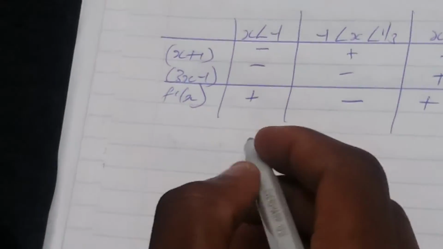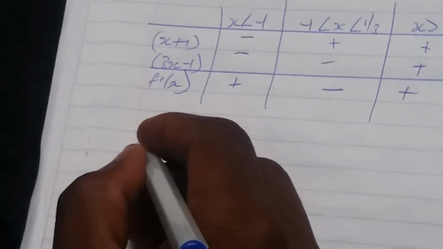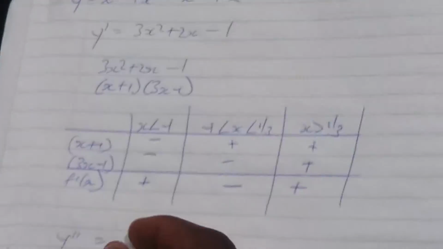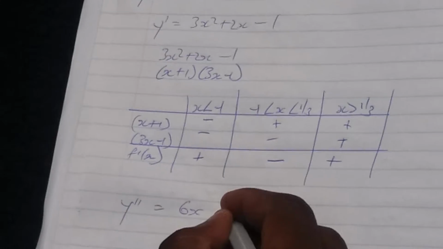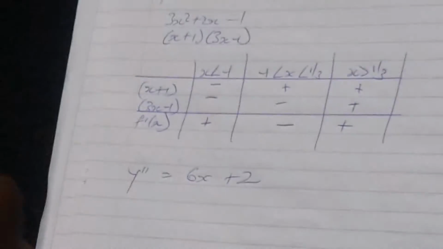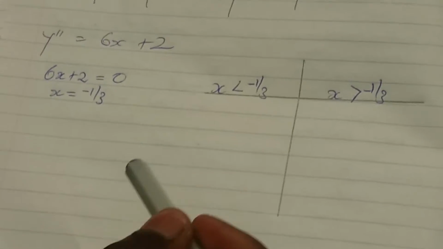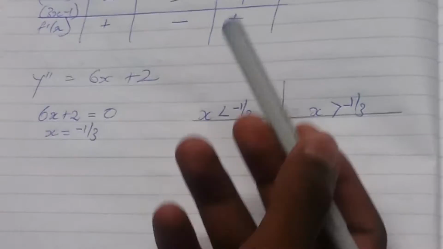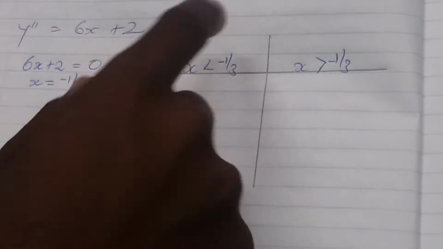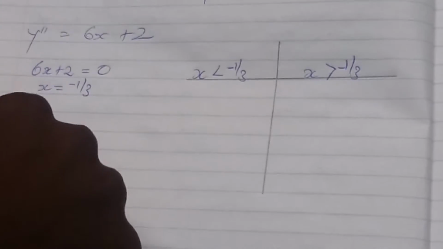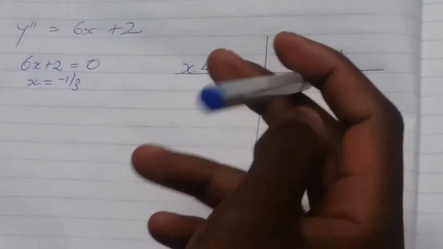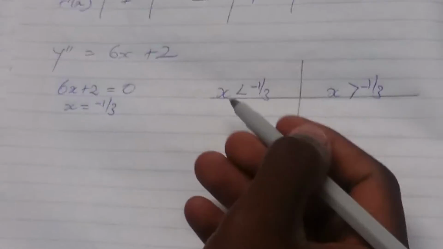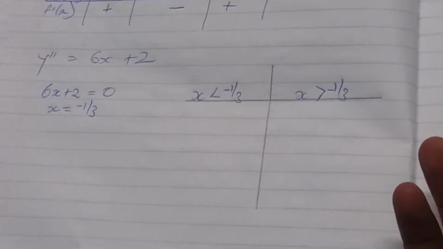So after that, what we have to do is to find the second derivative. The second derivative is just going to be 6x plus 2. To test for concavity, we derived the second derivative formula, and then we equate that to 0, and we find x is equal to -1/3. So we take the left side and the right side of -1/3, and then we put values to the extreme left or to the extreme right.